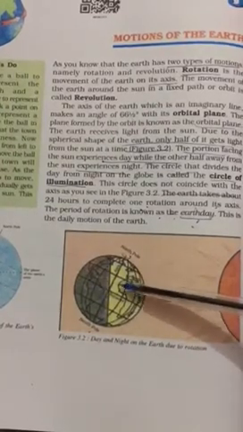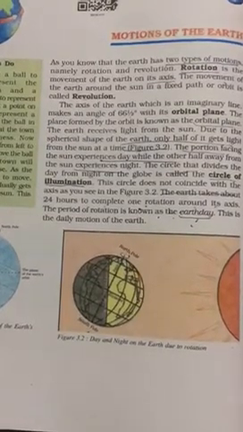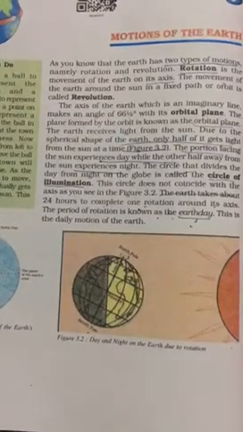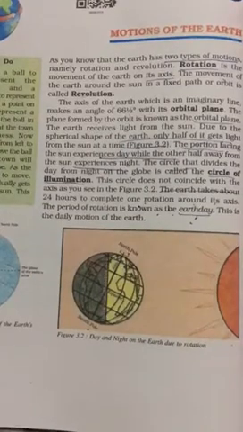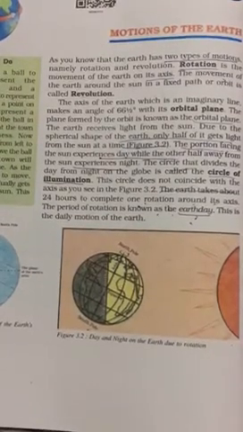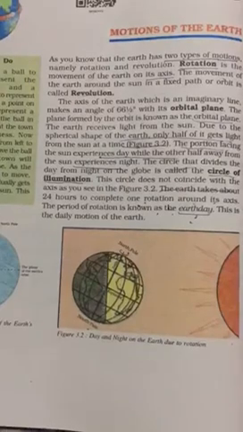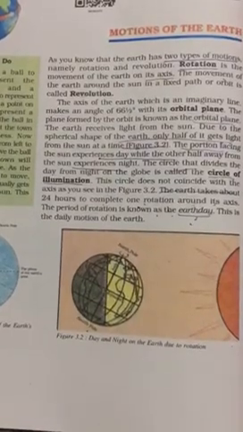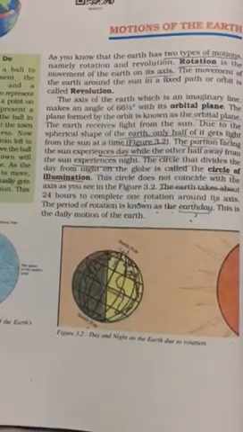You can see this picture. There is night because of darkness, and there is shining brightness because there is sunlight. The portion facing the Sun experiences day, while the other half away from the Sun experiences night. The circle that divides the day from night on the globe is called the circle of illumination. This circle does not coincide with the axis, as you see in this figure 3.2.